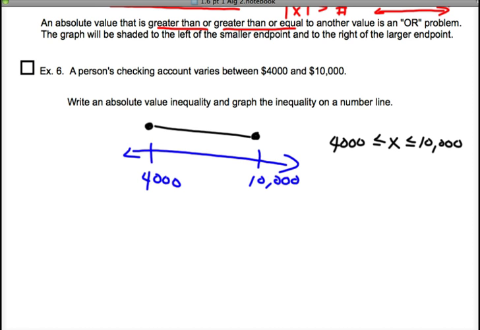Now, absolute value, remember, we're thinking about distance from some midpoint, so we need to find the midpoint. Well, what's in between 4,000 and 10,000?